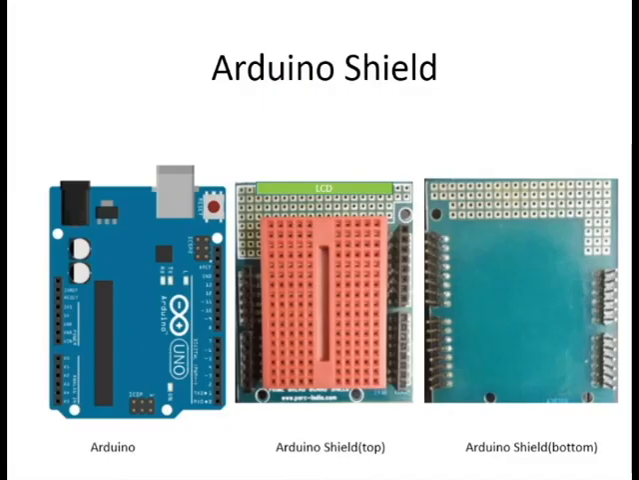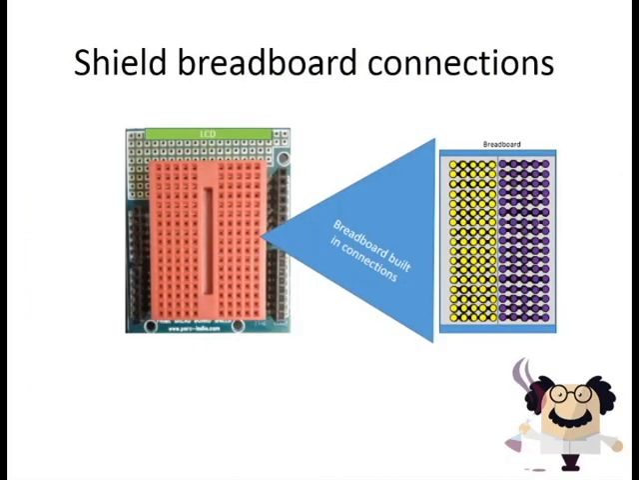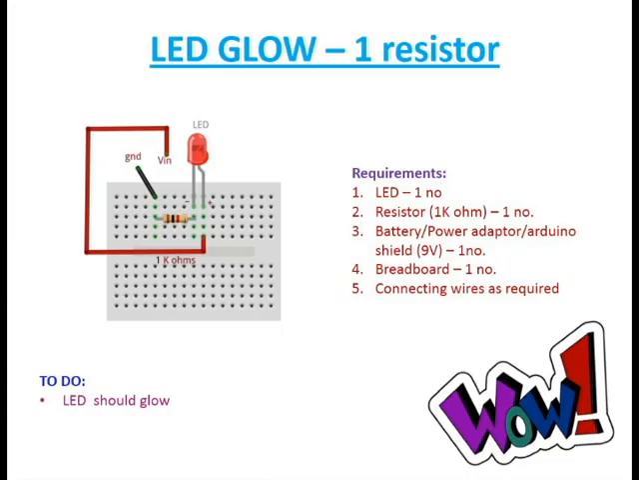Arduino board will be fixed with Arduino Shield, and its top and bottom view are shown. If you see the breadboard predefined connections, all the yellow and violet horizontal lines are connected individually. Vertically, there are no connections. Get the inventories ready as shown in the requirements and let kids know how to connect components in the breadboard.